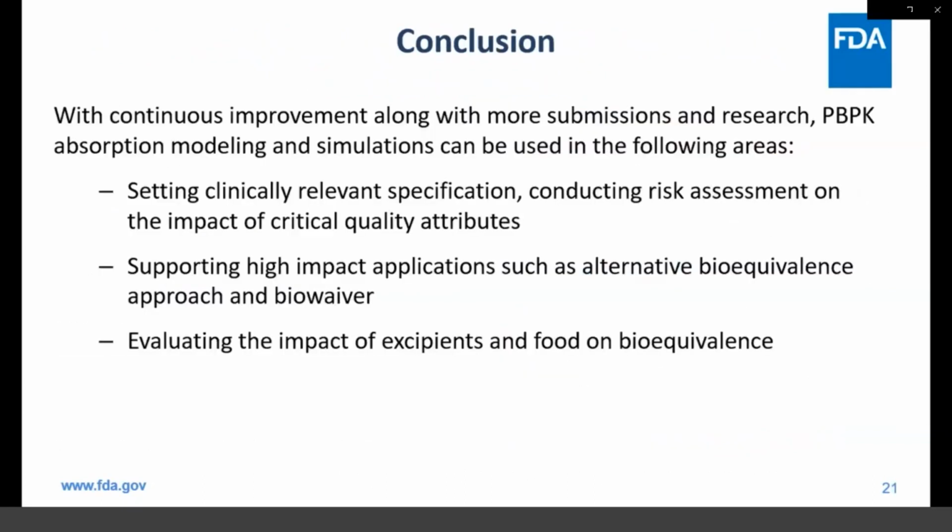In conclusion, with continuous improvement along with more submissions and research, PBPK absorption modeling would aid in setting clinically relevant specifications, conducting risk assessment on the impact of critical quality attributes, supporting high-impact applications such as alternative BE approach and Biowaiver, and evaluating the impact of excipients and food on bioequivalence. FDA encourages the sponsor to submit alternative BE proposals with modeling and simulation data. Early communications with agency where pre-IND meeting and controlled correspondence is encouraged.